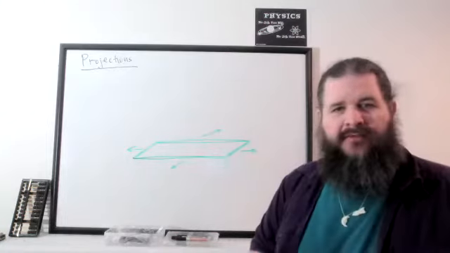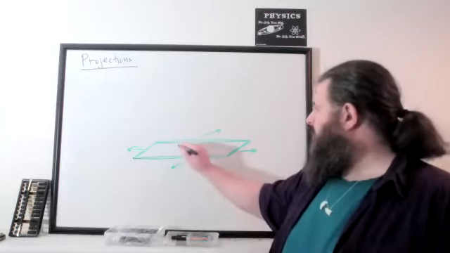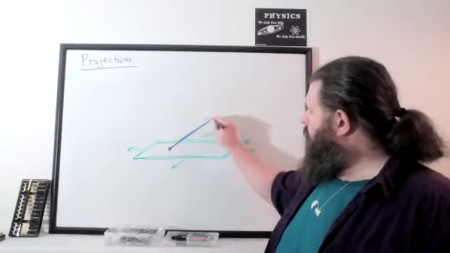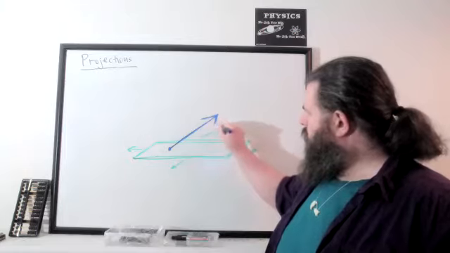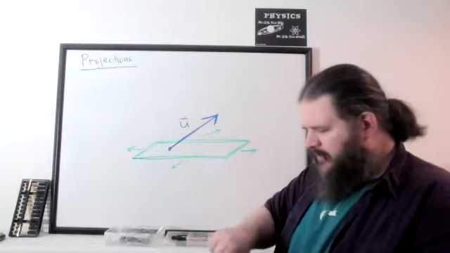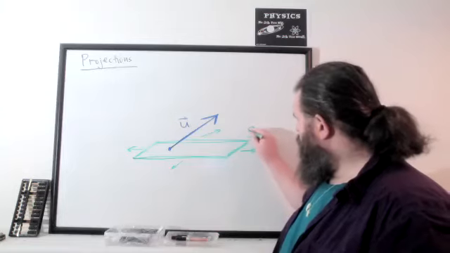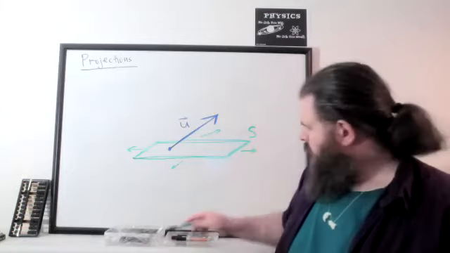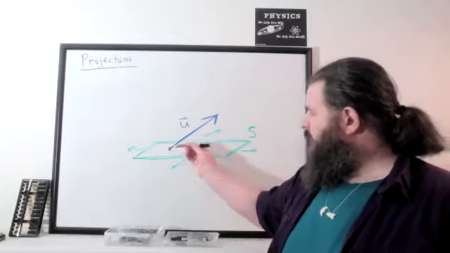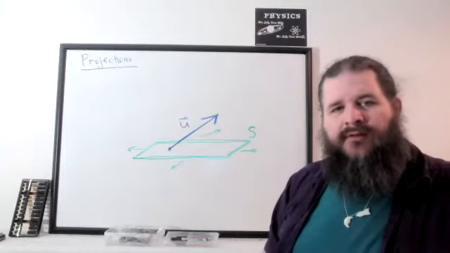So maybe the XY plane, for instance. And then let's say we have a vector that's not in that plane. Let's call this vector U, and let's call this subspace S. What we want to do is create a vector in subspace S that's as close as possible to vector U. And geometrically, how would we do that?